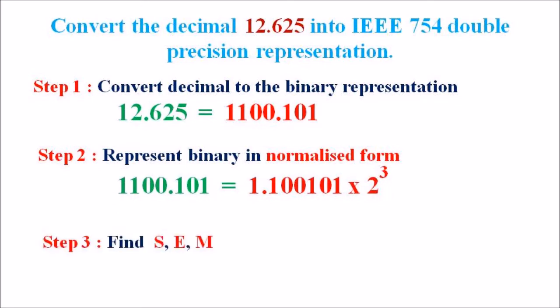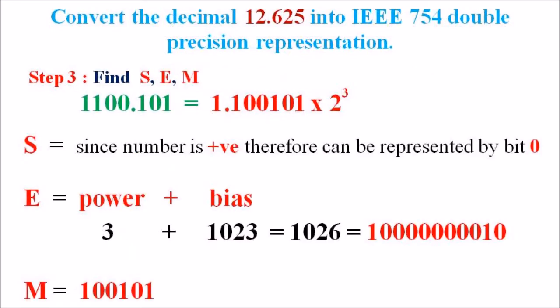In the third step, we have to find the SEM factors, that is sign, exponent and mantissa. Since the given number is positive, we use the bit 0 for representation. That is, the positive sign is represented in binary by the bit 0. So the S is 0. The next term is the exponent, and in this representation 11 bits are reserved for the exponent. The exponent representation is obtained by adding the power and a bias value. In this 64-bit representation, the bias value is 1023, and in this example the power is 3.